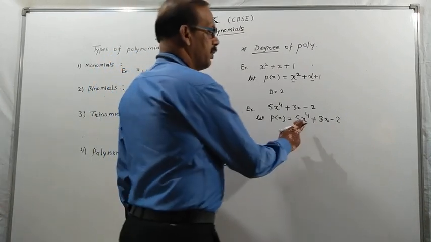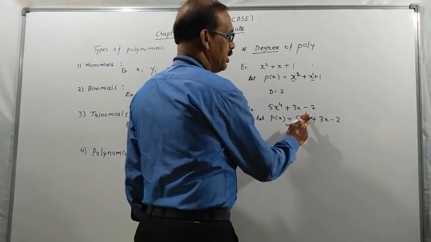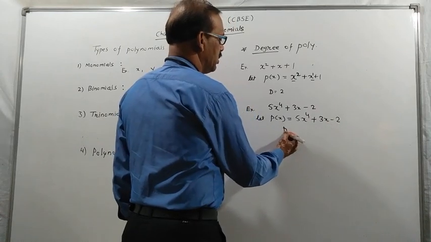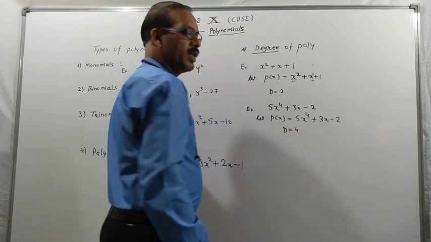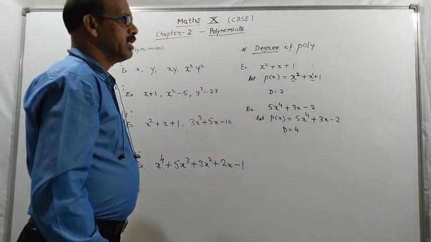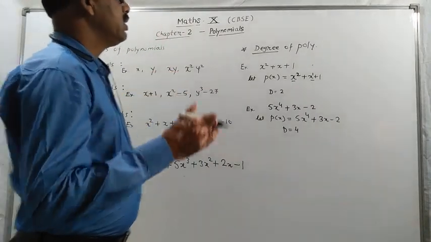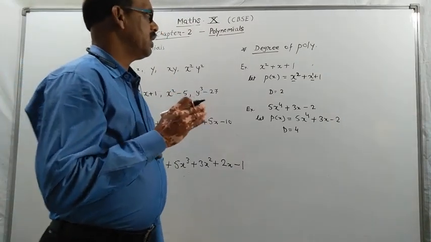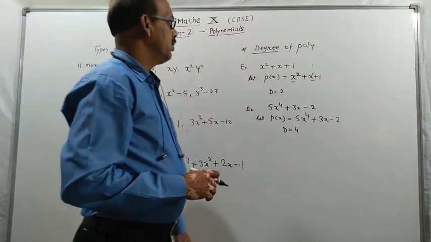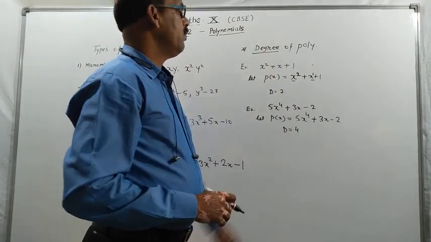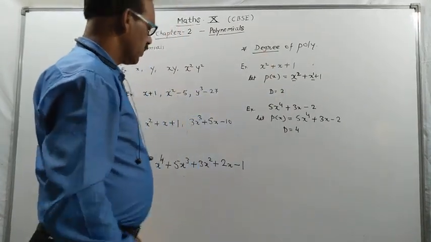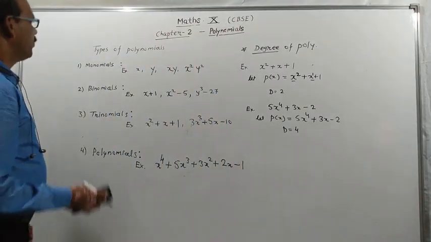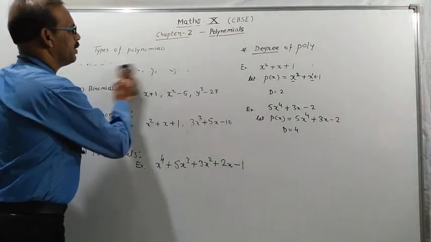Now we check the highest power of x. The highest power is 4, not x to the power 1. So the degree is 4. Using this degree, we can also find the number of zeros. We will take up that topic later, but first we find the degree of the polynomial. Okay, now after this, the next type is type number 5.